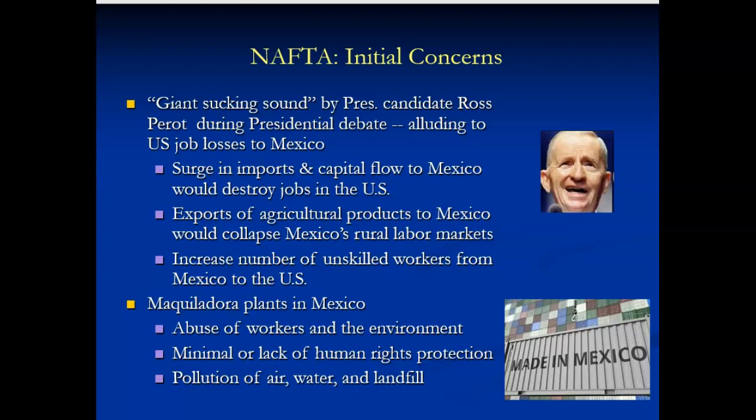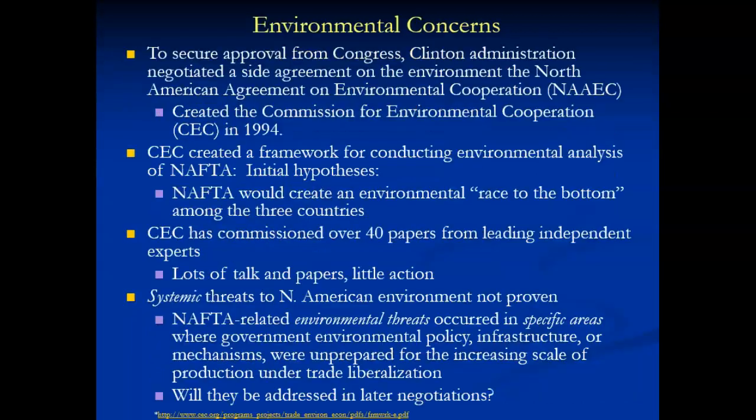A lot of these things actually came true. More about that a little bit later. So there were environmental concerns. Sorry that there's so much stuff on this particular sheet here, but to get approval from Congress, the Clinton administration negotiated a side agreement on the environment, mostly to appease these Democrats, right?